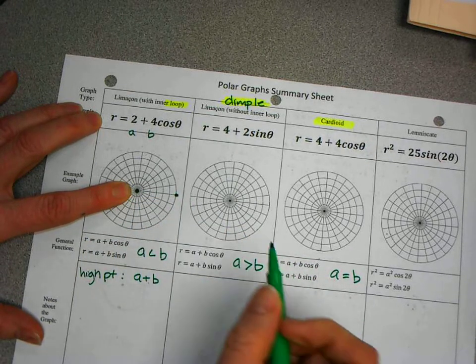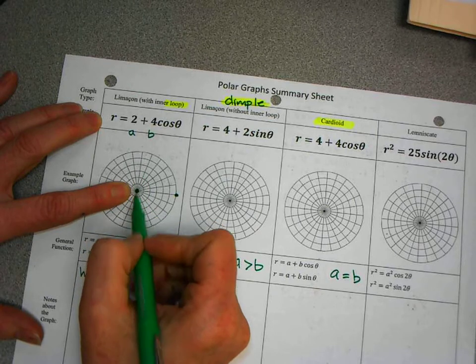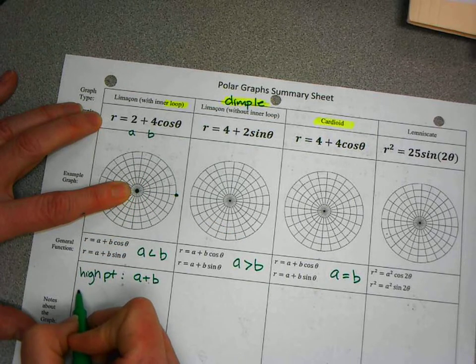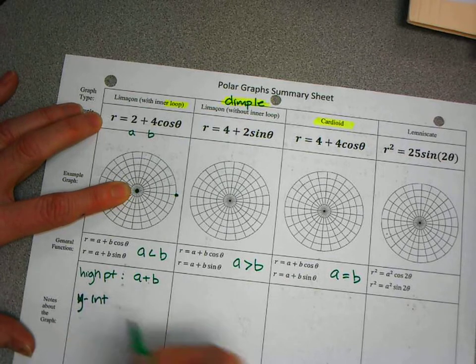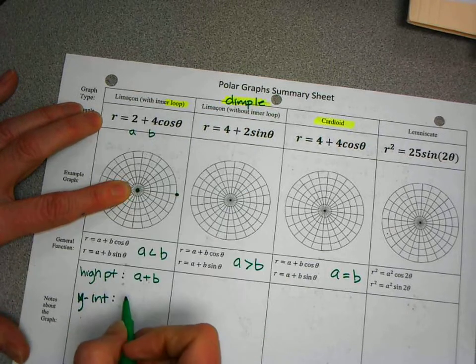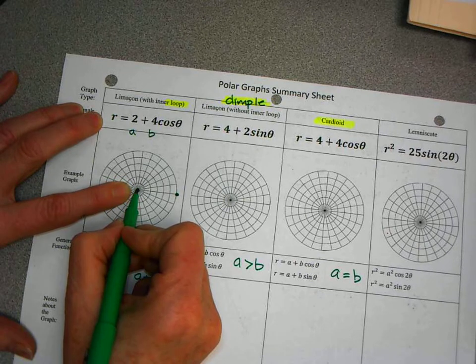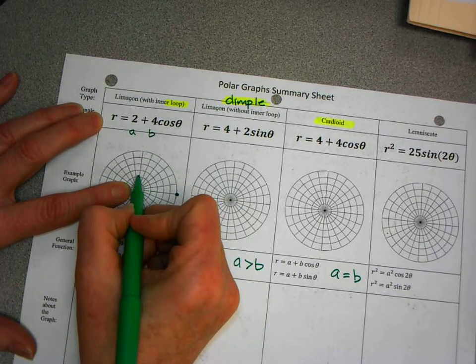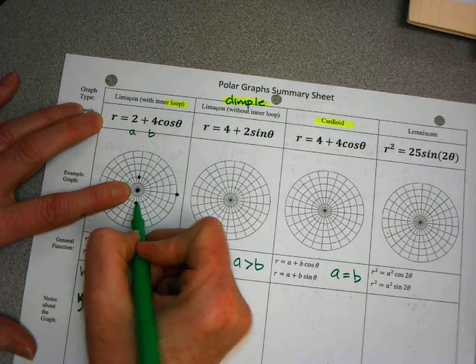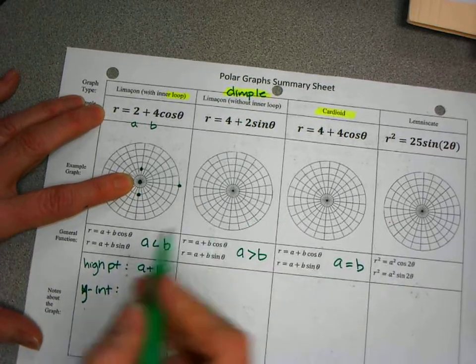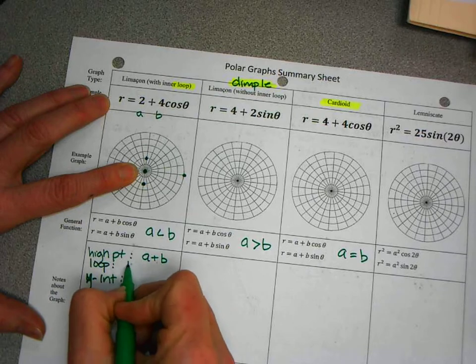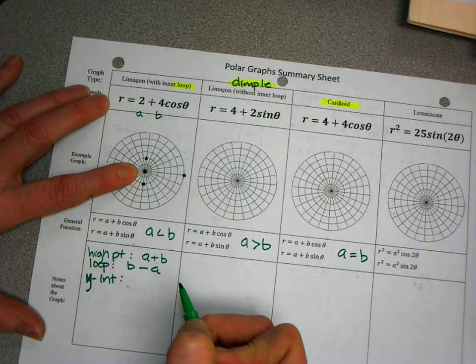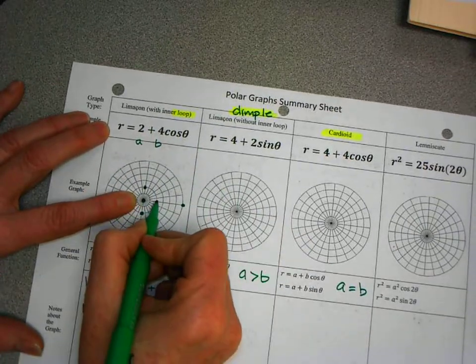Now we want to graph the intercepts. Oops, sorry, these are the y-intercepts. They are A distance away from the origin. A is 2, so it's here and here. Those are the intercepts. The height of the loop is going to be B minus A. Right here we have 4 minus 2, so the height will be 2.